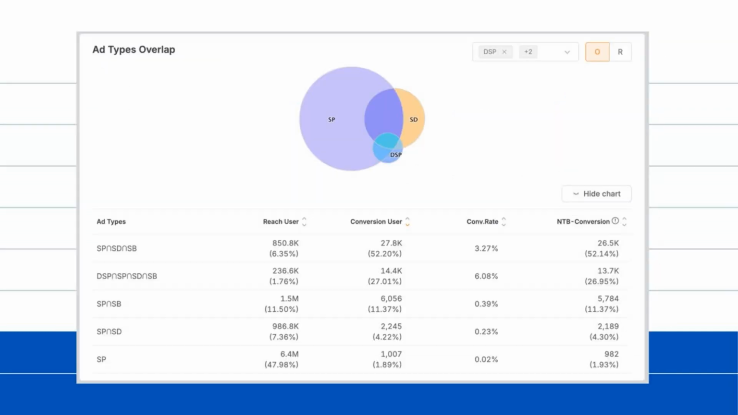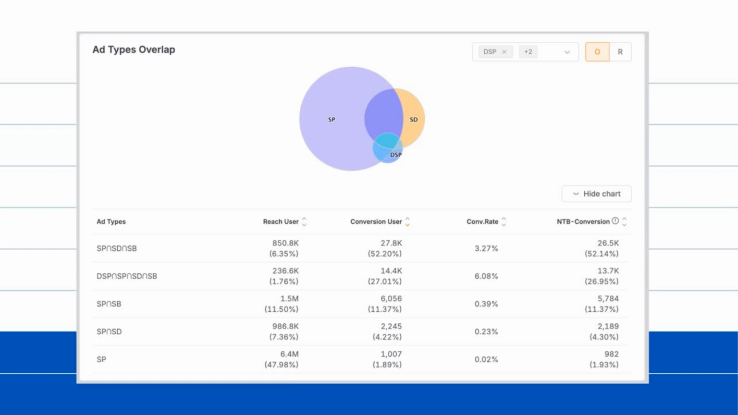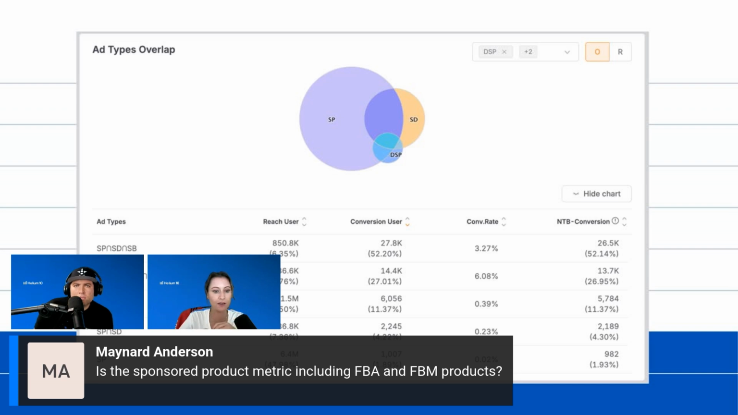So a few other things. Joshua, is that two different campaigns? It is. I will touch on that a little bit later. Is the sponsored product metric including FBA and FBM products? In general, yes. I'm not sure if you're referencing anything specific. The majority of the ones that we showcased on the last screen for us is both FBA and FBM. We do run them slightly different because of the shipping timeframes. Your conversion rate's usually going to be lower.